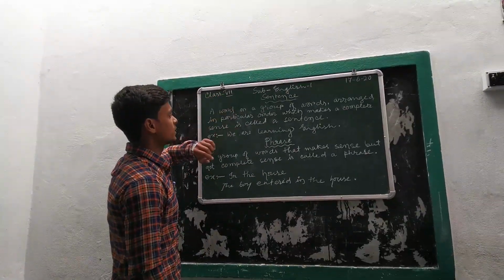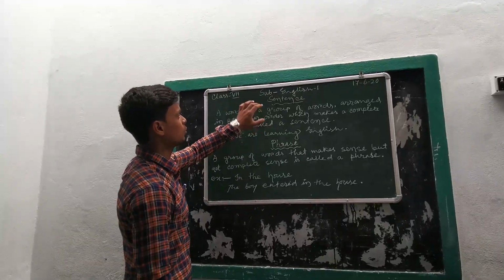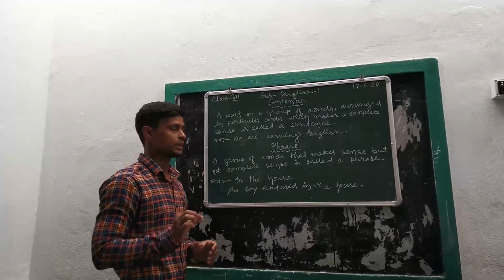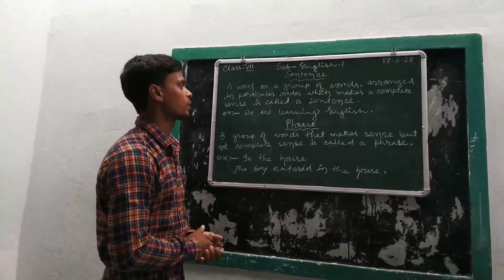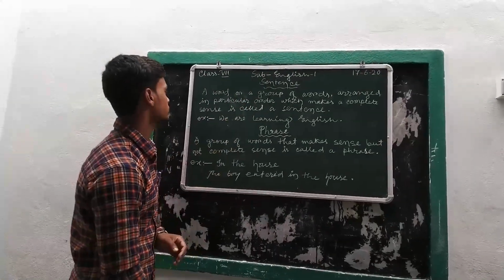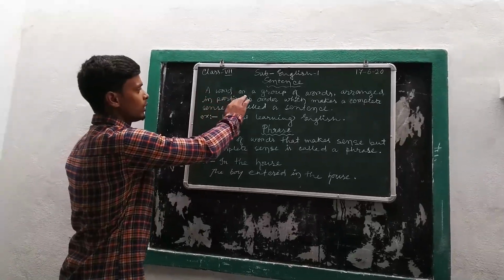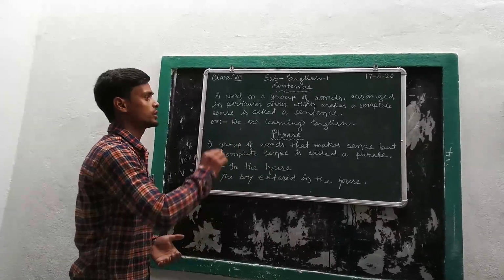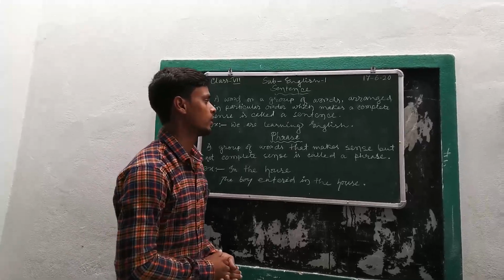To learn about sentence, we must learn phrase along with sentence because there is only a little difference between a phrase and a sentence. So let us learn what is sentence. The definition of sentence is: a word or a group of words arranged in a particular order which makes complete sense is called a sentence.